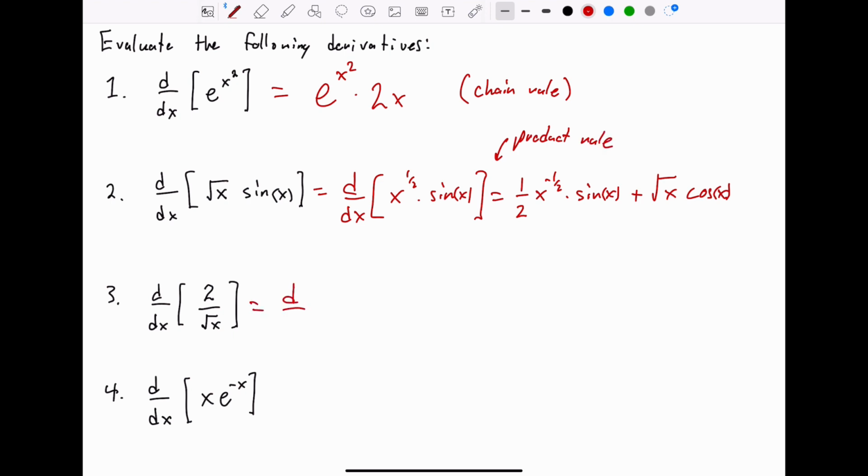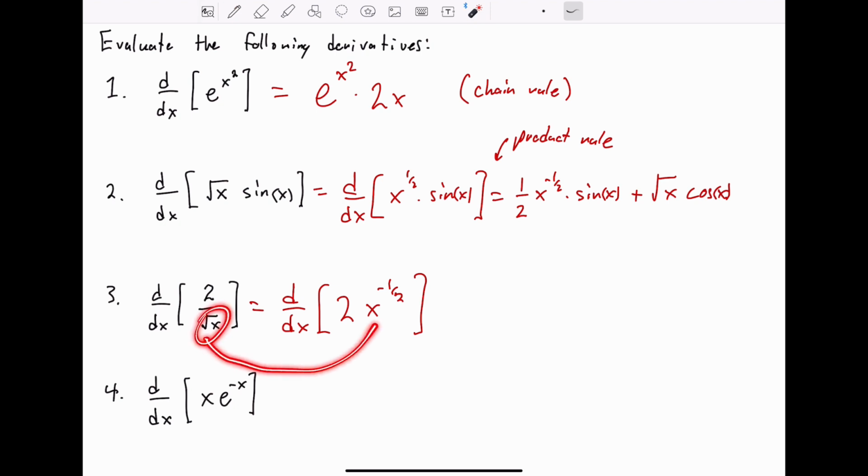Let's rewrite this as the derivative of 2 times x to the negative 1/2. That's what x times the square root of x in the denominator can turn into. The square root of x is x to the 1/2, and because it's x to the 1/2 in the denominator, that becomes negative 1/2 in the numerator. This is the power rule. We bring down the power and we subtract 1 from the power.